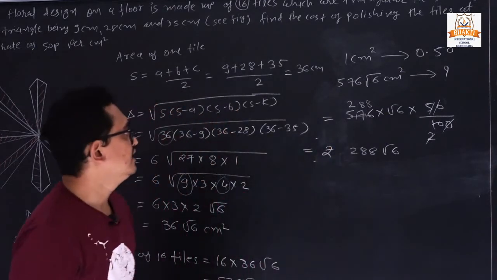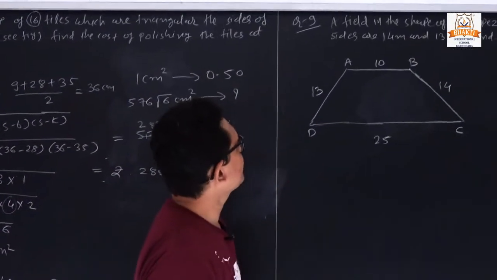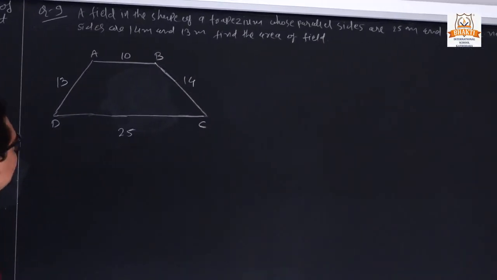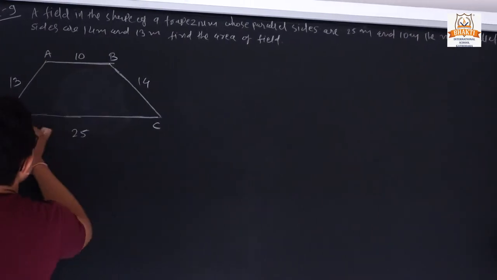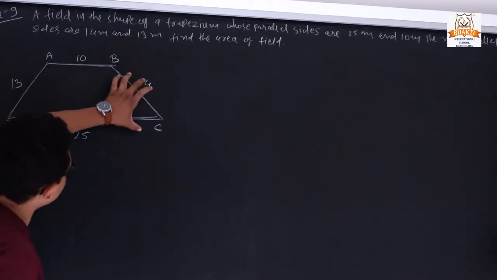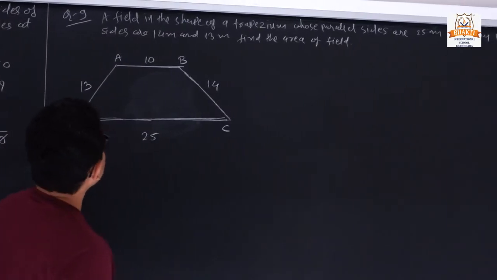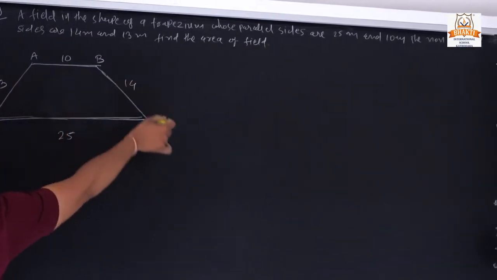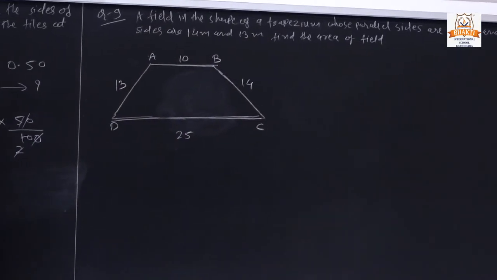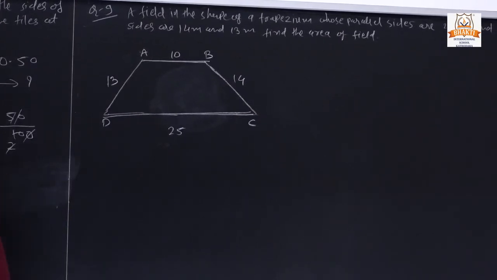Rupees. Now next sum. Question number 9. Last sum of that chapter. A field in the shape of a trapezium whose parallel sides are 25 and 10. So parallel sides means this and this. First of all it is in trapezium shape because these two are parallel sides. So it is 10 and 25, it is given. And the non-parallel sides are 14 and 13, it is also given. So we can name it ABCD and all the side measurements are given. So find the area of the field. If you want to find the area of a trapezium, what is its formula?